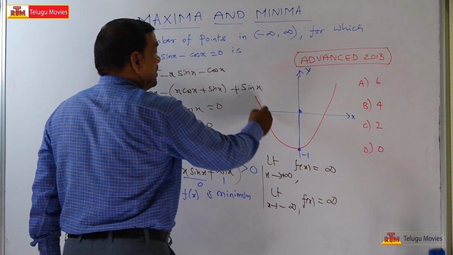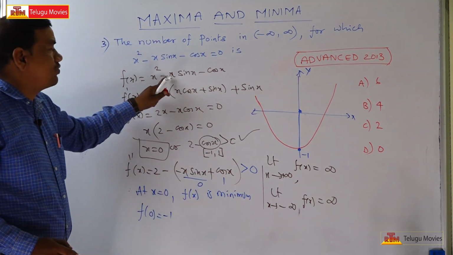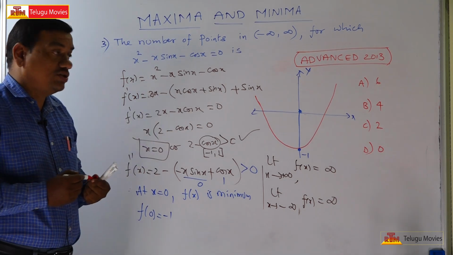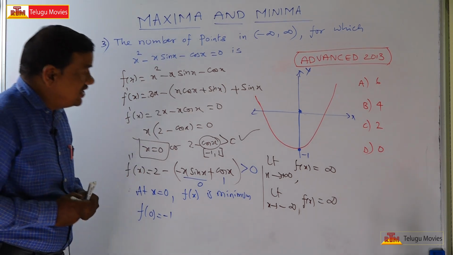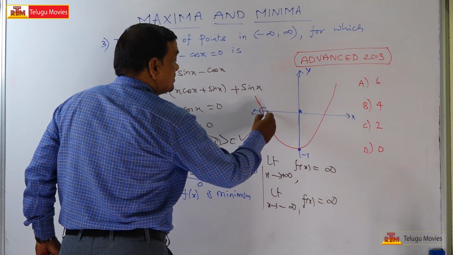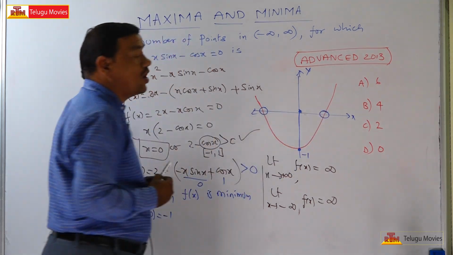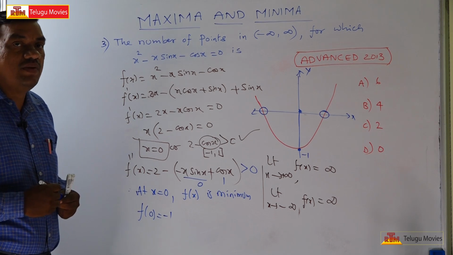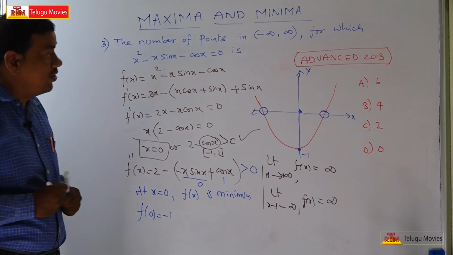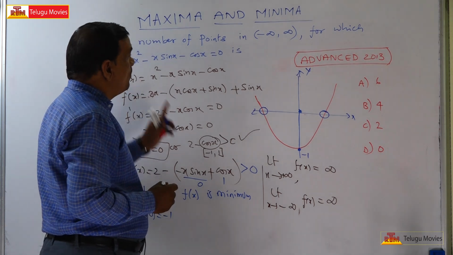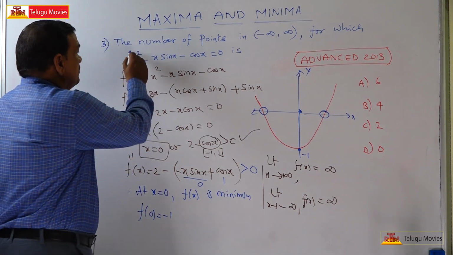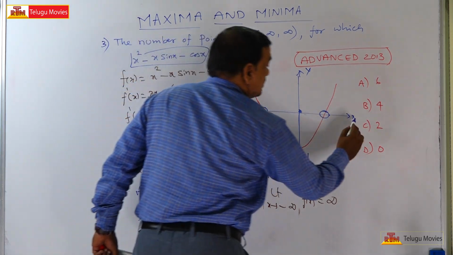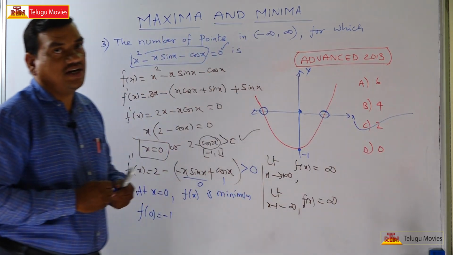Therefore, the graph of this function x square minus x sin x minus cos x should be like this. Therefore, this graph intersects the x axis at how many points? 2 points. Therefore, the number of points for which this function is equal to 0 is 2 points. Therefore, option C is the right answer.